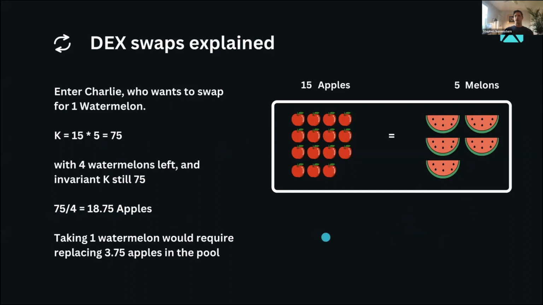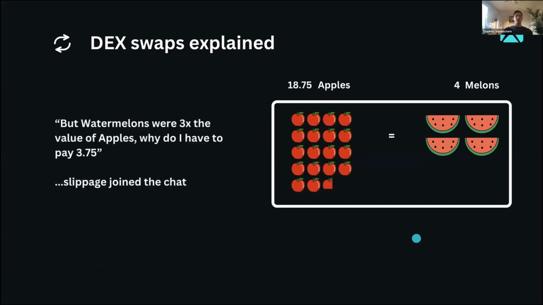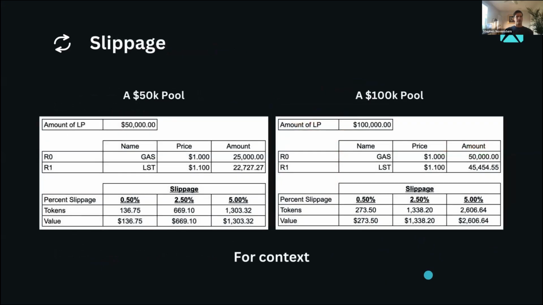I'm skipping the swap fee that all LP providers get, which is a very important part, for simplicity. But 3.75 is bigger than 3 by a pretty significant margin. We're talking about a small pool of apples and watermelons here as an example, but it starts to illustrate the point that this slippage problem is a major issue to consider. And that's one of the things we're going to be looking at today.